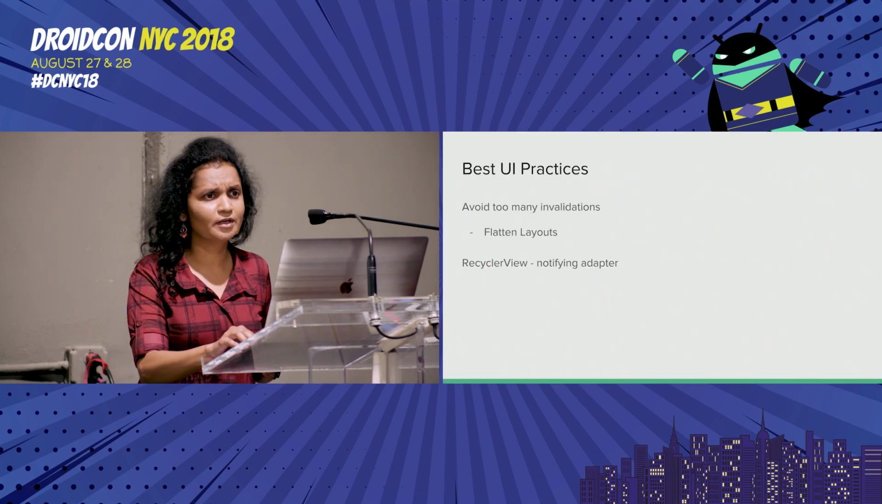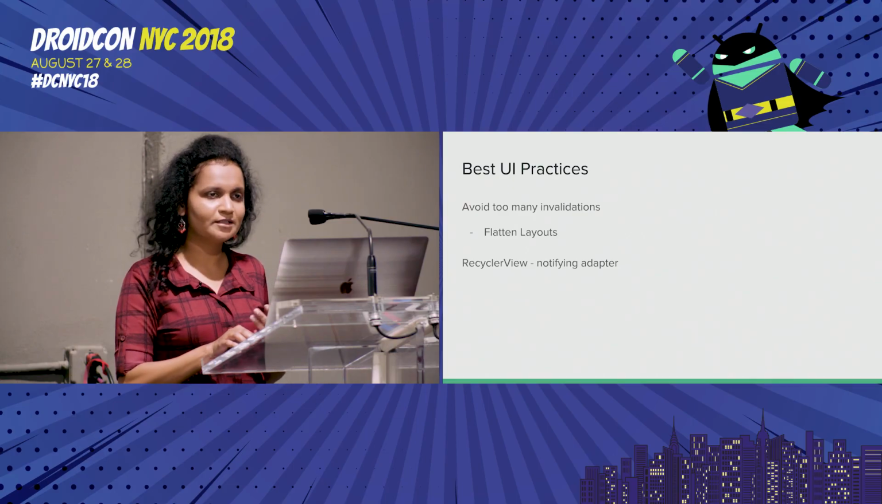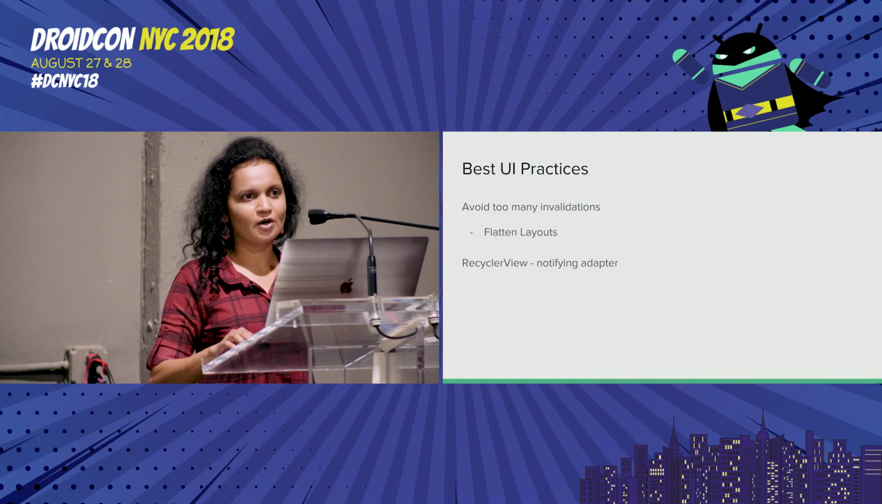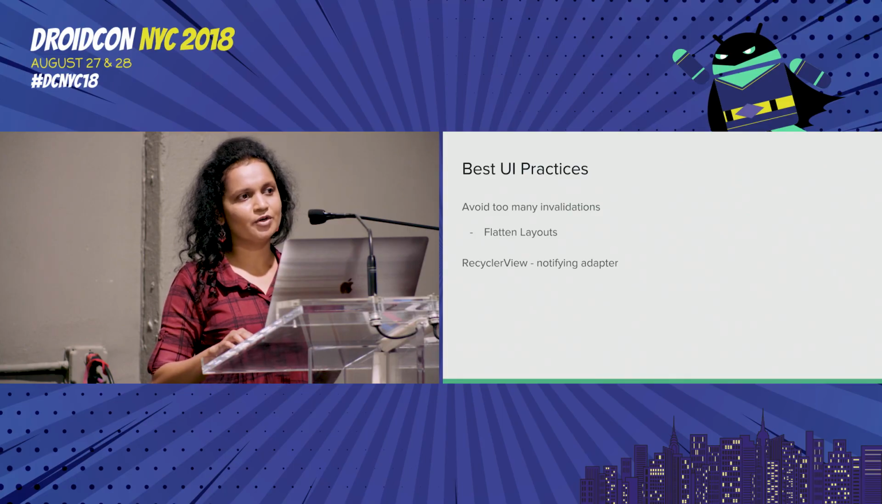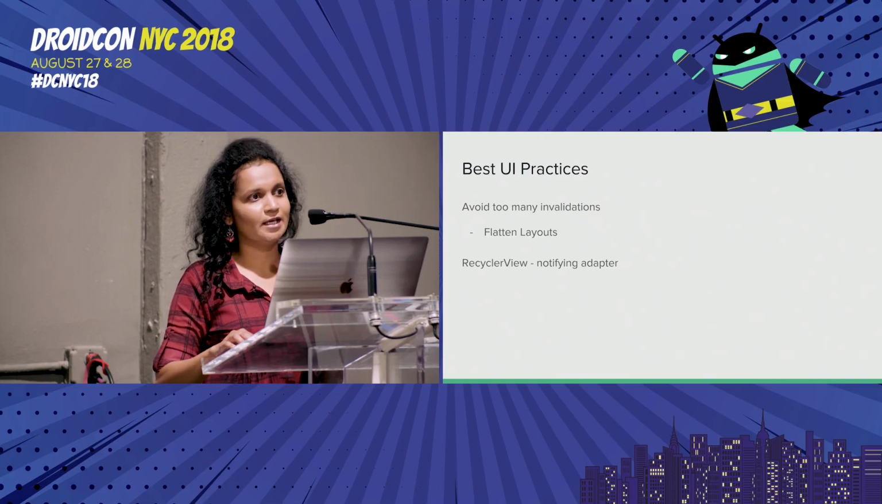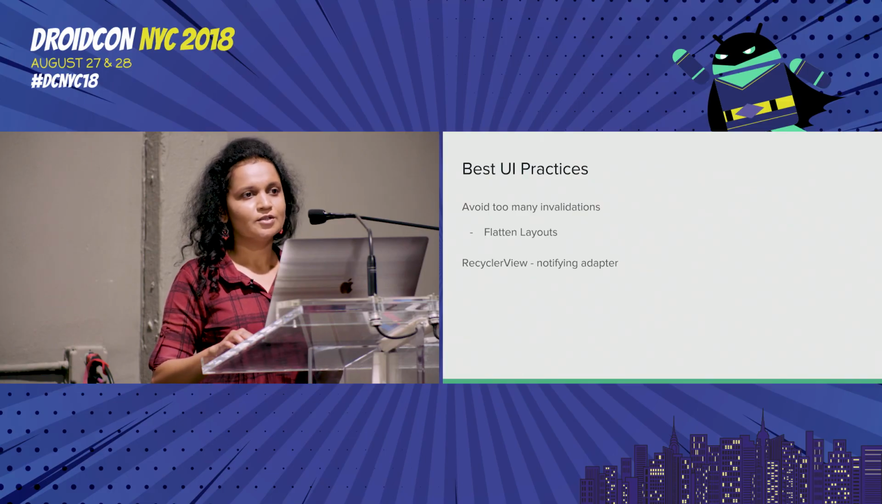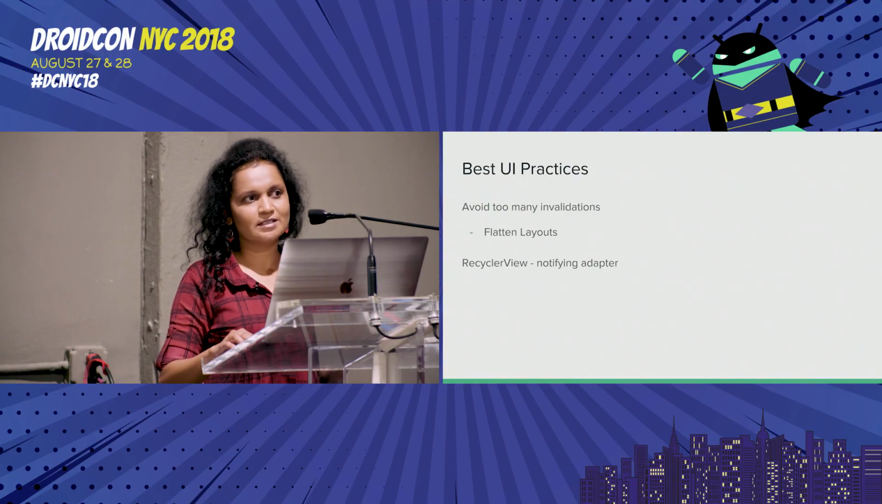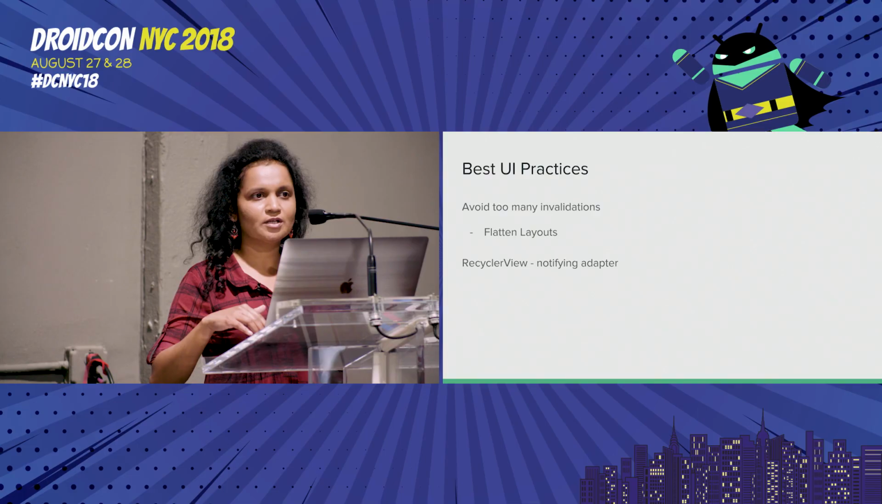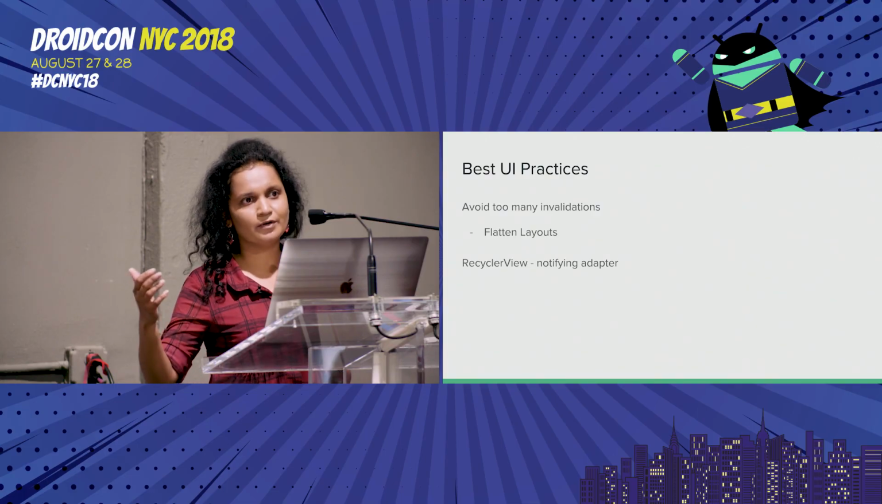I'm going to just go over a few best UI practices, but this is not the entire list. In the earlier slide, I had mentioned measure and layout taking a significant amount of time, which causes UI jank. So always try not to use nested layouts, because nested layouts relate to more invalidations, and we could run into measure and layout phases for each and every child many times.